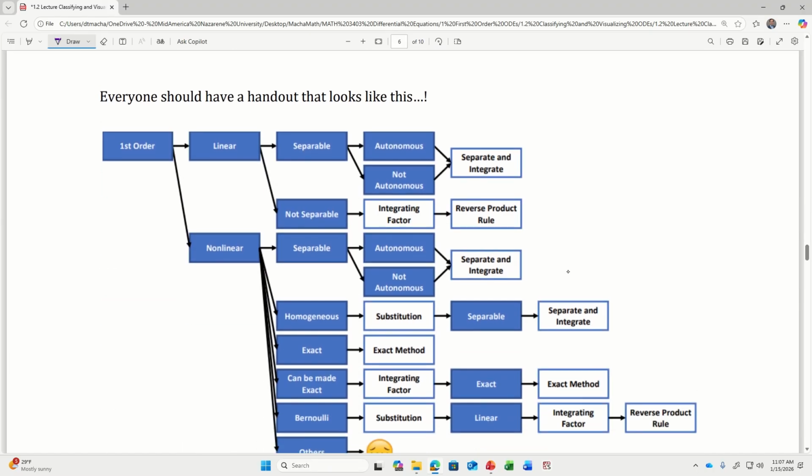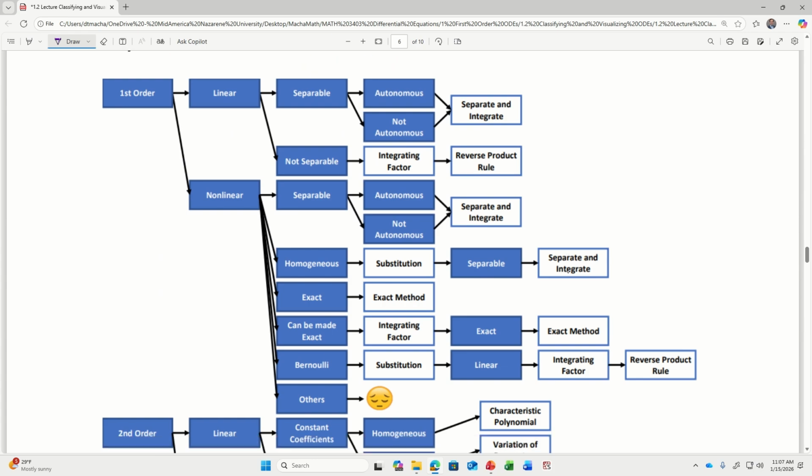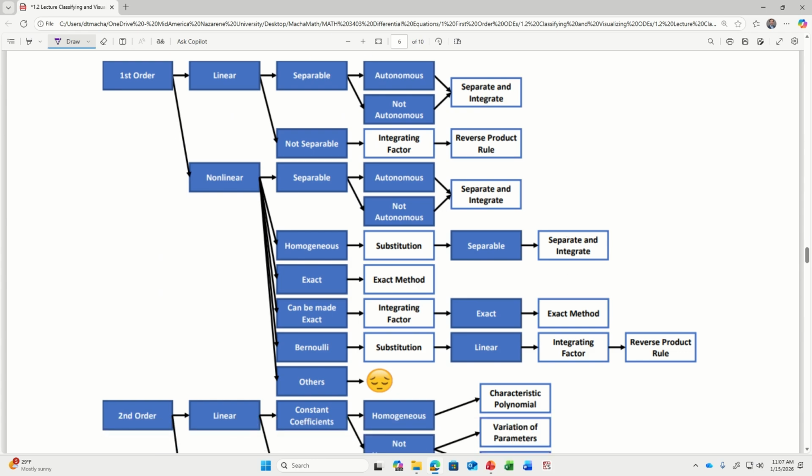So let's talk about your handout now, because everybody should have a handout that looks like this. This is what we are going to be focused on in this class for the first test and the second test and the third test. For the fourth test, we're going to go off and do other things. But the main idea for our first test in this class is we're going to take first order ODEs and we are going to decide is it linear or nonlinear. And if it's linear, we're going to figure out if it's separable or not separable. And if it's separable, we are going to solve it using a certain strategy that I called separate and integrate.